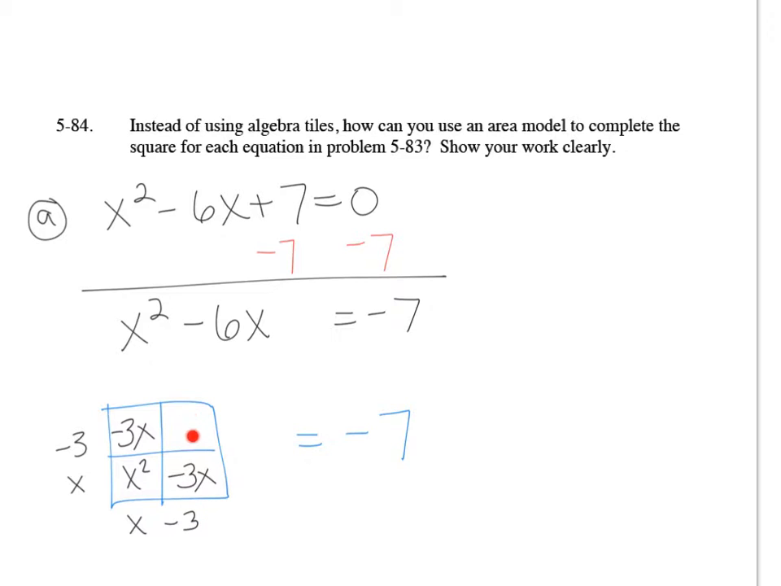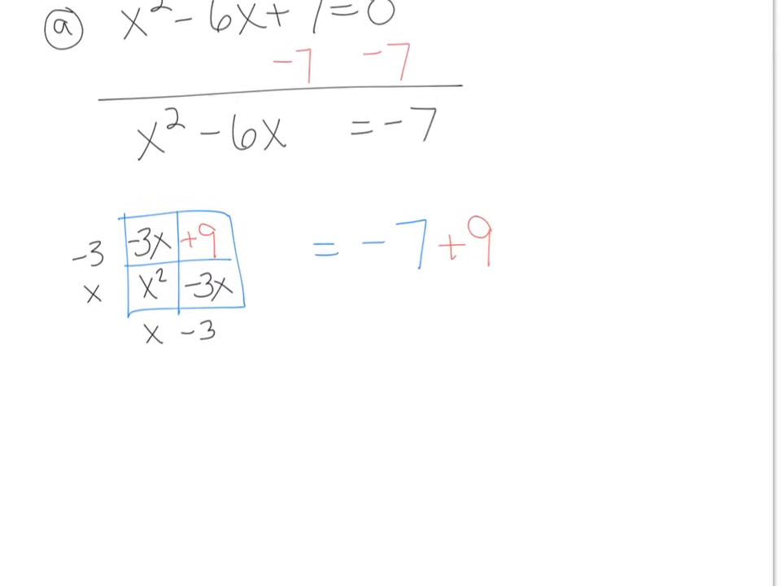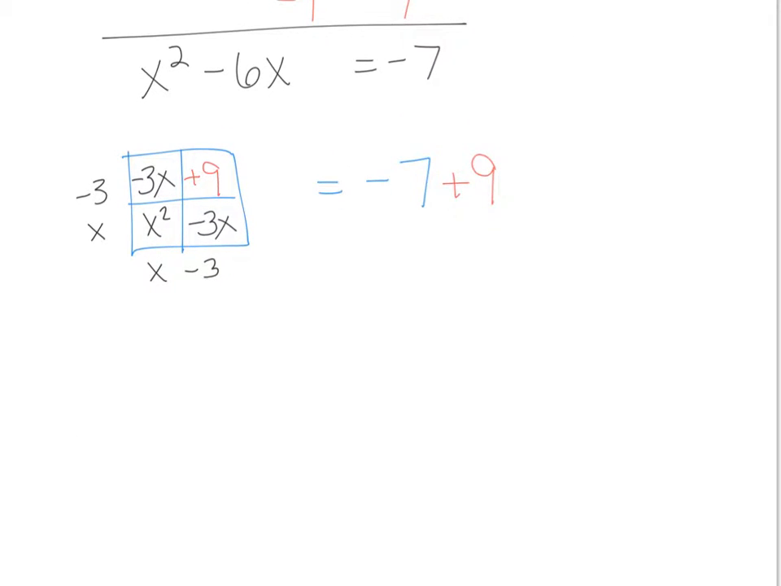And then this last piece, the part that we're going to add to both sides, has to be negative 3 times negative 3, or negative 3 times negative 3, that'll be positive 9. So we have to add that to make it into a perfect square. Remember, we have to add that to both sides. So from there, we write our perfect square form, and then we can solve it like we did in the previous problem.